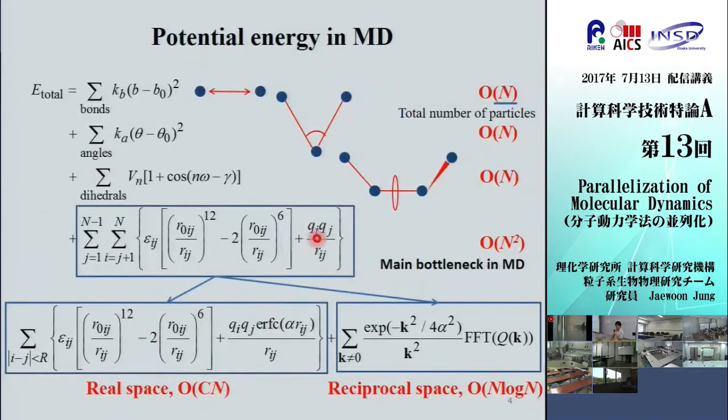And unlike the van der Waals interaction, electrostatic interaction requires very long-range interaction. So if we just introduce a cutoff like for van der Waals, then the energy and forces are not accurate at all. So to reduce the computational cost while keeping the accuracy, we decompose the electrostatic interaction in this way in real space, and another way by reciprocal space interaction using FFT.